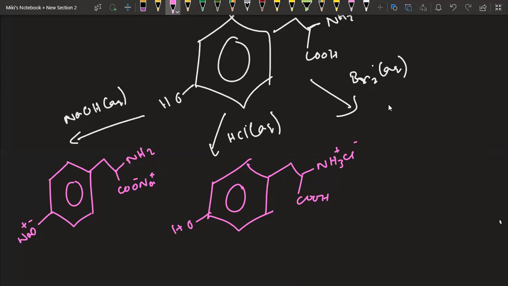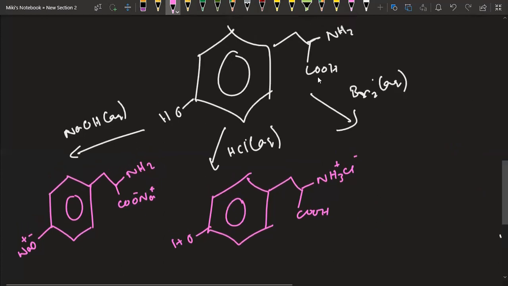Now, when we added bromine, what happened? Carboxylic acid does not react with bromine water. Amine does not. The only thing that reacts with bromine water is phenol, because it is a characteristic that helps to identify phenol. Remember? It reacts at the 2, 4, and 6th positions of phenol.